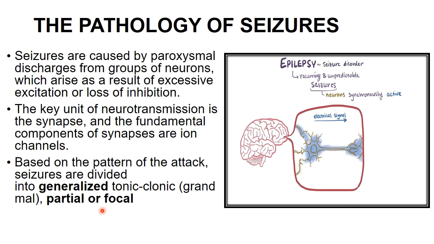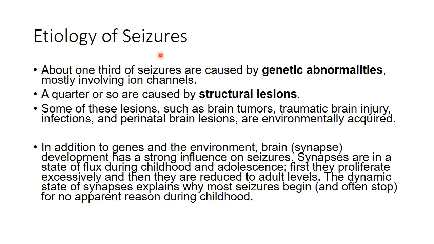Seizures can either be generalized, tonic-clonic, partial, or focal. About 1/3 of seizures are caused by genetic abnormalities characteristically involving the ion channels. A quarter or so are caused by structural lesions. Some of these lesions include brain tumors, traumatic brain injuries, infections, perinatal brain lesions, and some of the lesions are even environmentally acquired.